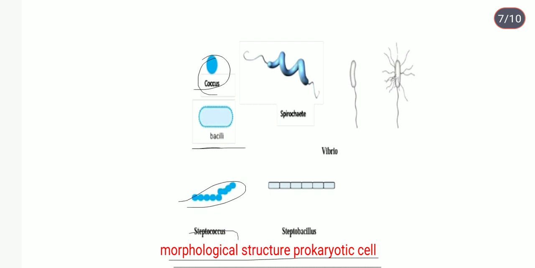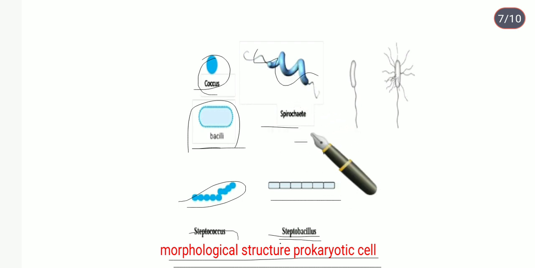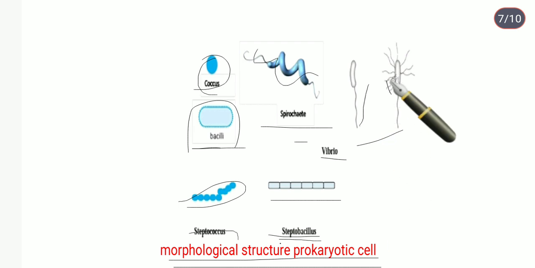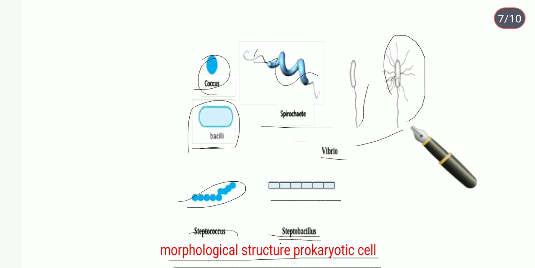This is bacillus, a single bacillus, and this is streptobacillus. Means when bacilli form a chain-like structure, it is called streptobacillus. And this structure is spiral shaped, called spirochete, and this is vibrio. And you can see that a single flagellum is present in this bacteria, and multiple flagella are present in that one. These all are the structures of prokaryotic cells.